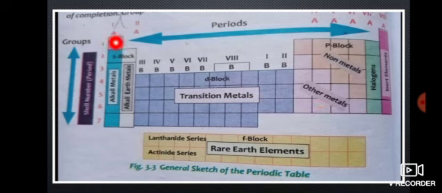But here one thing is given: the group A elements, 1A, this is 2A, this is 3A, 4A, 5A, 6A, 7A, and 8A. And here the B is given, like 1B, 2B, third B, fourth B, and still 8B, although the 8B contains 3 blocks also. And why 1B and 2B are placed here, all these things we will discuss now.